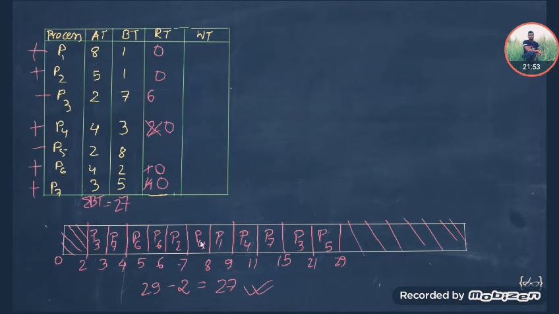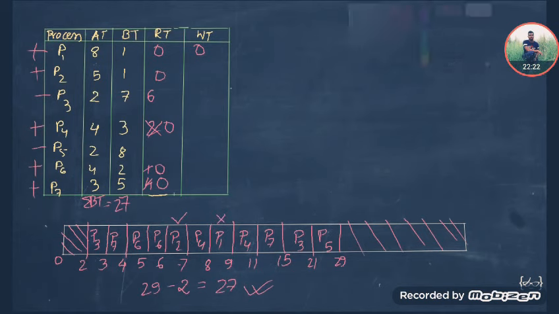Let's start with P1 first and go sequentially. P1's arrival time is 8 and its visiting time is 8. So 8 minus 8 is 0. Since P1 has appeared just once, we don't need to find the other P1s here. It will be 0. Let's go with P2. P2 has also appeared once. So this is done.